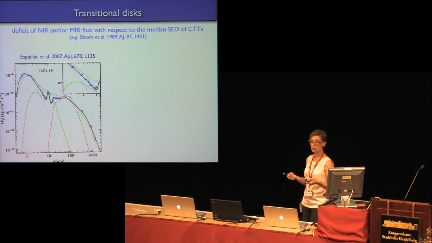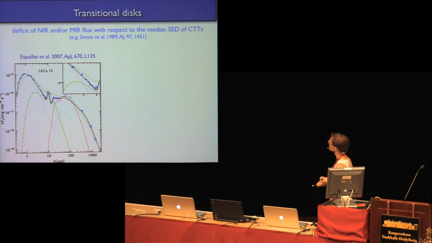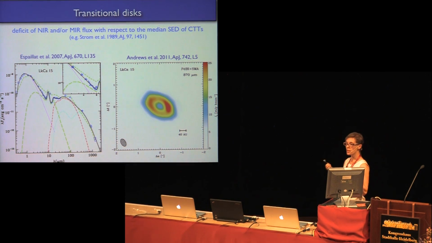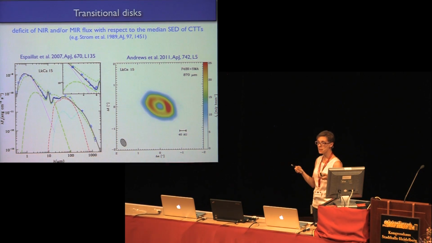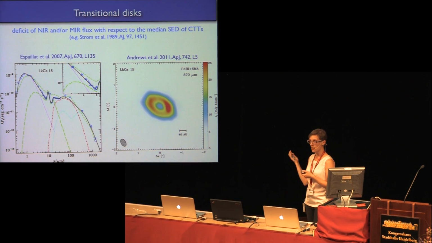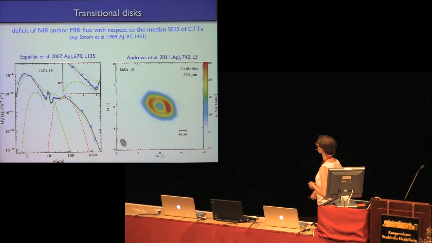These objects are thought to be caught in the phase of clearing their inner disk, and in some cases it has been possible, like in this object, to image the source at millimeter wavelengths and see that indeed there is a cavity in the disk, in this case, a lack of millimeter-sized grains.